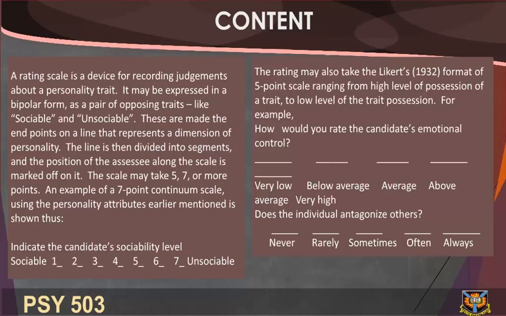The rating may also take the Likert 1932 format of a 5-point scale ranging from a high level of possession of a trait to a low level of the trait possession. For example, how would you rate the candidate's emotional control? Very low, below average, average, above average, very high. Does the individual antagonize others? Never, rarely, sometimes, often, always.